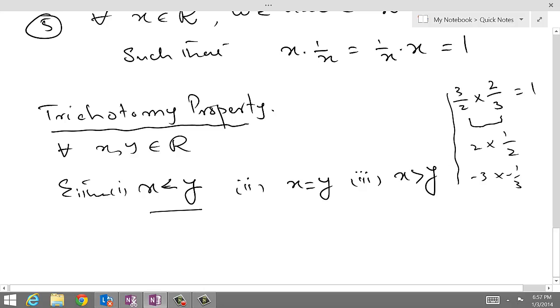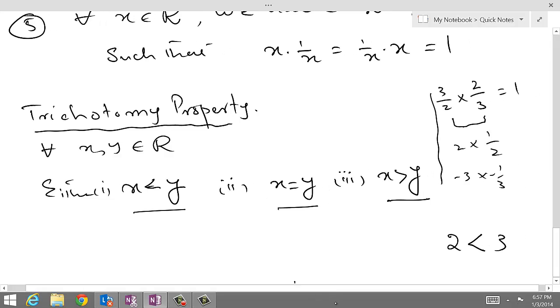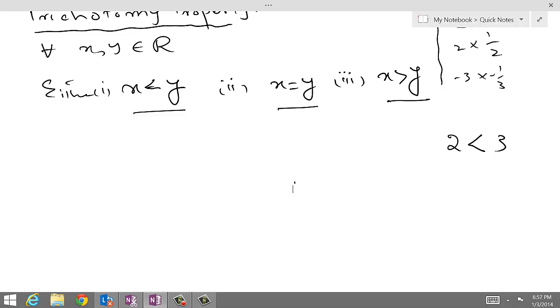This means that x is less than y. This means that x is equal to y. This means that x is greater than y. So if 2 and 3, which one of these is the relation? Tri means 3, so out of 3, only one is true. The first one would be true: 2 is less than 3. Therefore, the second will not hold, and the third will not hold. So at one given time, there is only one of these that will hold. So this is the trichotomy property.